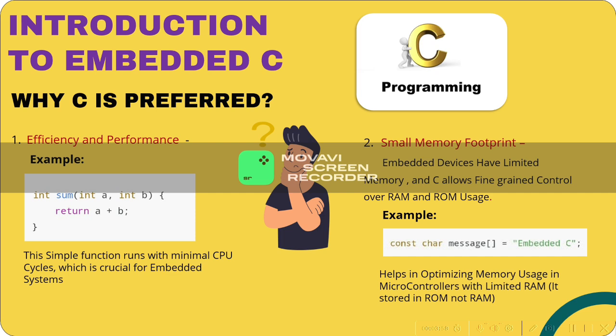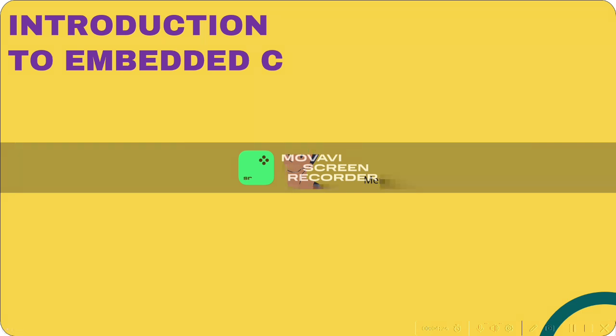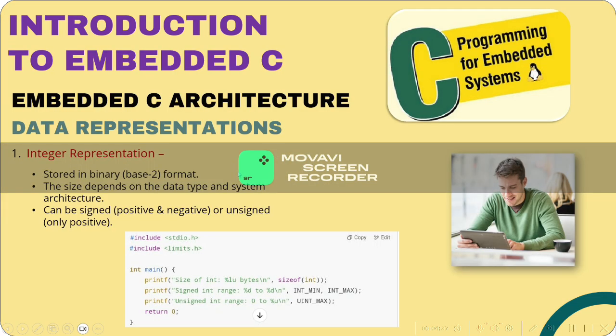Next, we will discuss data representations. Integer representation is stored in binary format, and the size depends on the data type and the system architecture. It can be signed, meaning positive and negative, and unsigned means it contains only positive. And next, floating point representation. It uses the IEEE 754 format with sign, exponent, and mantissa. It stores float as 4 bytes and double as 8 bytes, with different precision levels.